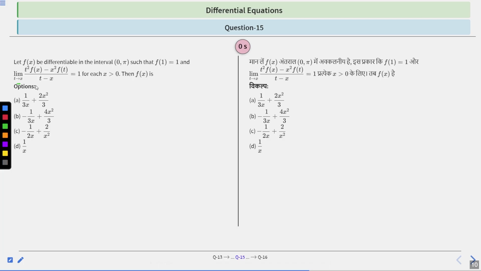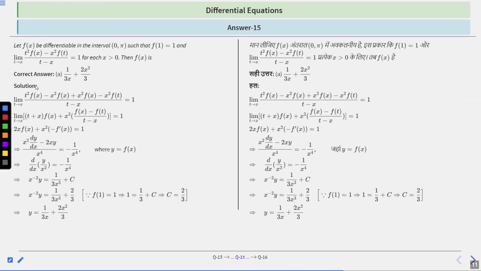Okay, let's move to the solution part. We have the equation limit t tending to x, (t square f(x) minus x square f(t)) upon (t minus x). Therefore, it is equal to limit t tending to x, (t square f(x) minus x square f(x) plus x square f(x) minus x square f(t)) upon (t minus x).